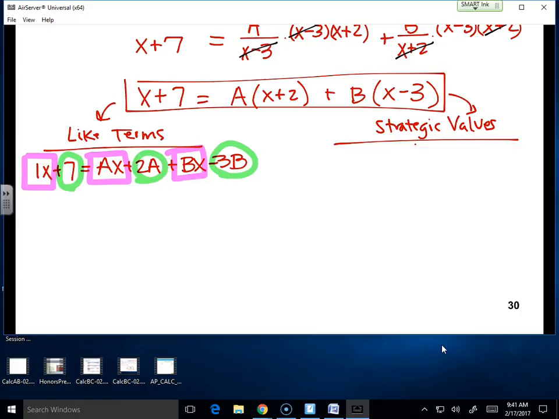Now, this first time I'm going to show it super explicitly, with all the work shown up. We could say that 1x had to come from ax plus bx, and 7 had to come from 2a minus 3b. Now pause and think. Does that make sense? Ax plus bx had to combine to make 1x, and 2a minus 3b had to combine to make 7. It's weird, but it's right.